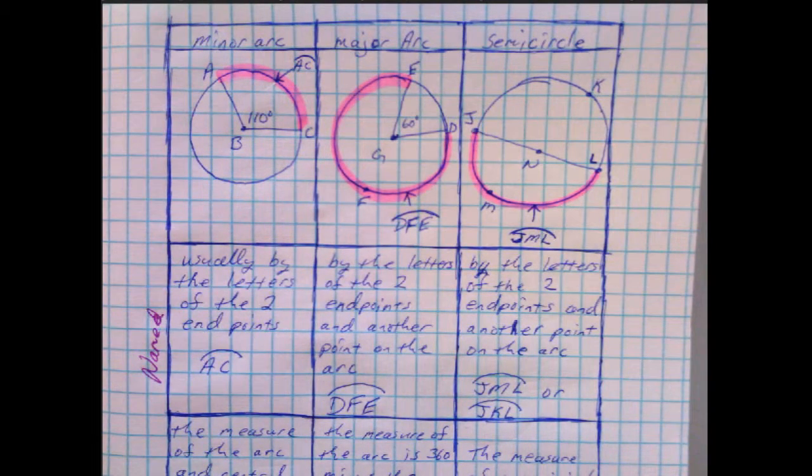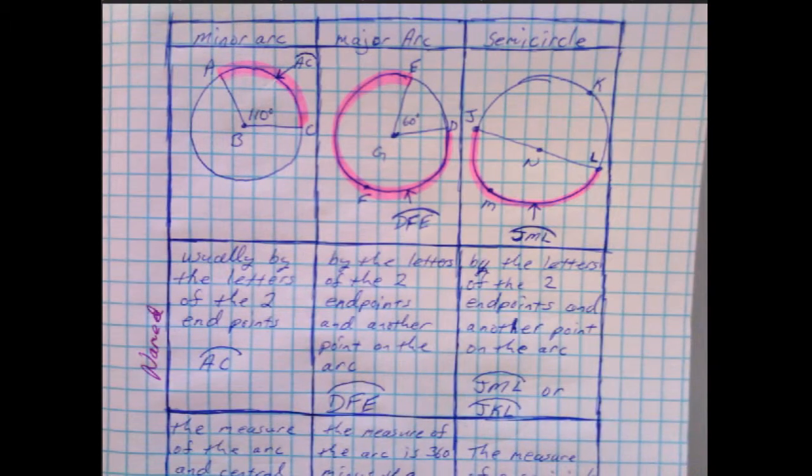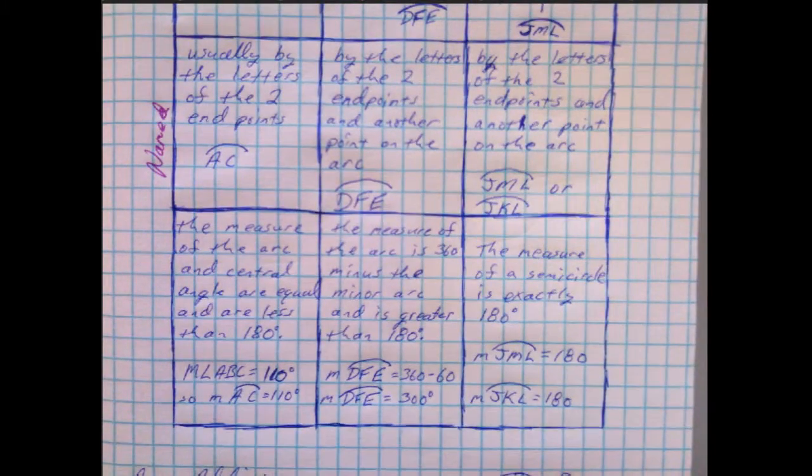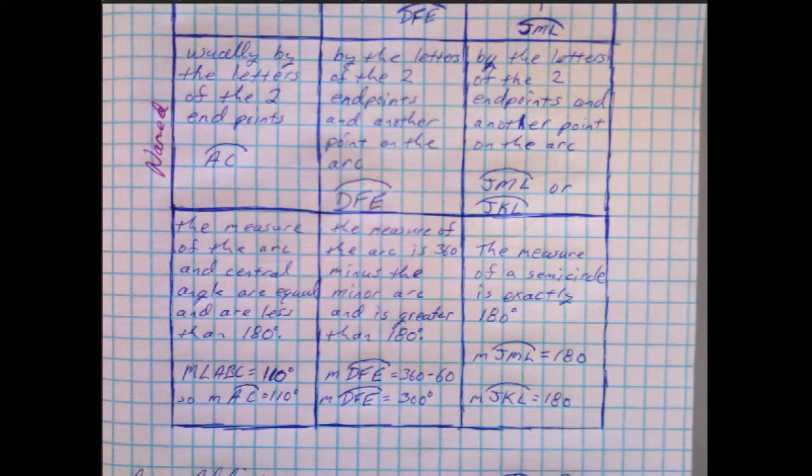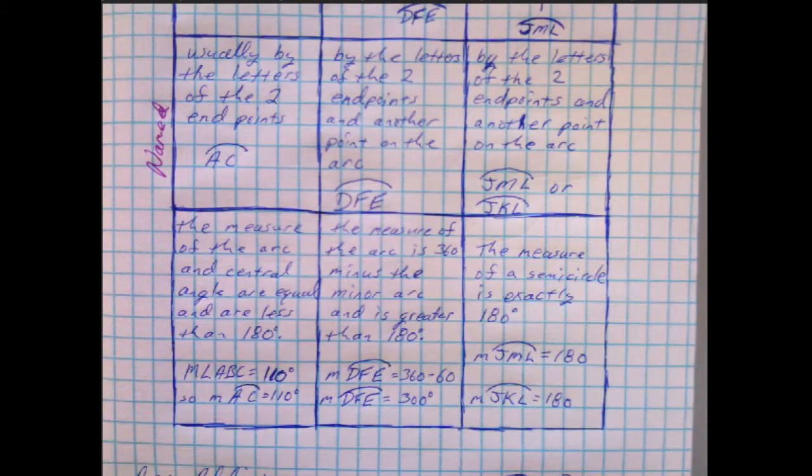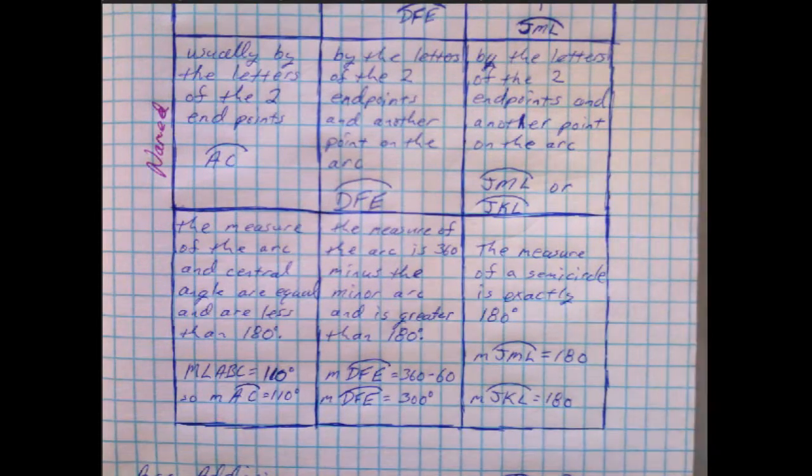Okay, and so then the next piece is, how do we measure those? So I'm going to slide this up just a little bit here so you can see the bottom. So the measure of the arc and the central angle are equal. So if the central angle for this one was 110, then the arc is also going to be 110. Central angles are always equal to the arc. Okay, and those are in degrees. That's not length, that's degrees. That's 110 degrees. Okay, so then I'm going to slide this back up.